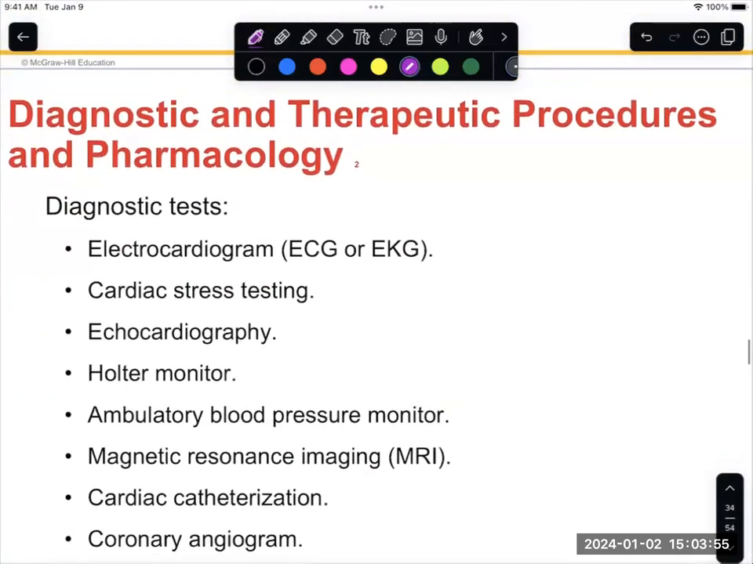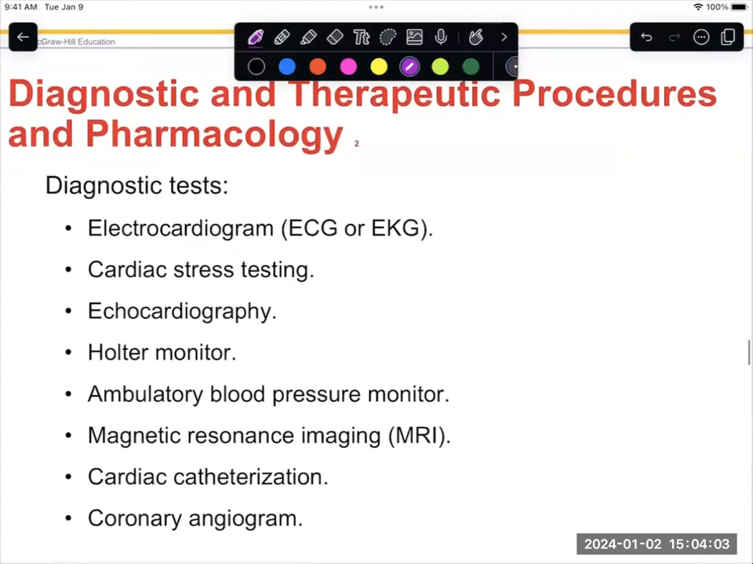So there's a lot of different ways that we can diagnostically test and look at how the heart is functioning. That ECG or EKG, this is a paper record of those electrical signals sent by your heart. Cardiac stress testing is an exercise tolerance test to raise the heart rate and monitor its effects on that cardiac function. Echocardiogram uses ultrasonic waves to study that heart function.